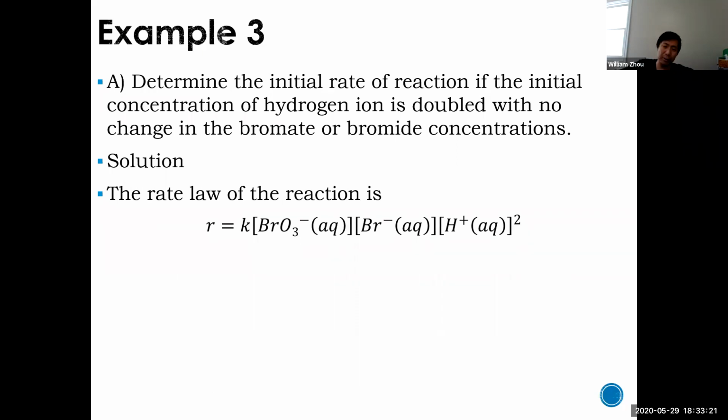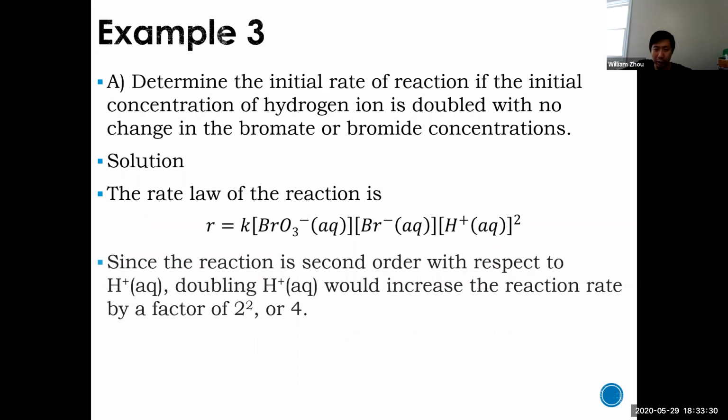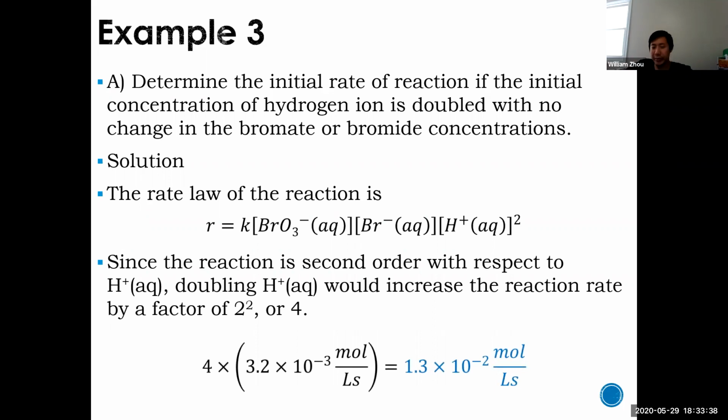Now, if you double hydrogen, if instead of H you have 2H, then you will square the 2 because the whole thing is squared. You would quadruple the rate because it's second order. So that means if you double hydrogen, the rate initially is given to be 3.2 times 10 to the negative 3, and you have to times 4. That's a very simple calculation. Multiply by 4, you have 1.3 times 10 to the negative 2 moles per liter per second. All right, so part A is very simple. If you double hydrogen, the rate is quadrupled, and the specific number is 1.3 times 10 to the negative 2.